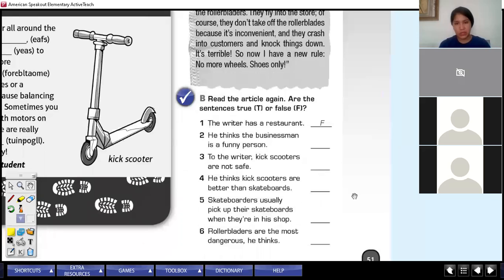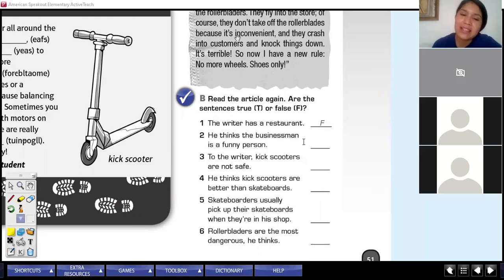The writer has a restaurant. It's false. What does he have? Do you remember? It's true. Oh, it's false. It's not a restaurant. What is it? Pues es un truck, ¿no? Sí. It's a food shop, but it's more like a tiendita, something like that, right?